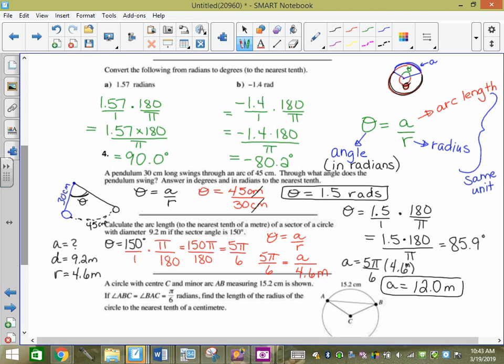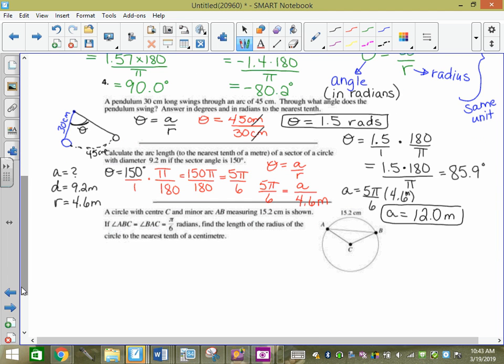Don't forget units. If you have the unit of one of them, like the radius or the arc length, you have the unit of the other one because they have to be the same units. Did everyone get 12.0? Yeah? Okay. When you're done that, we're going to flip over.